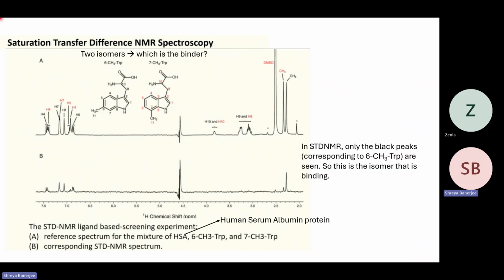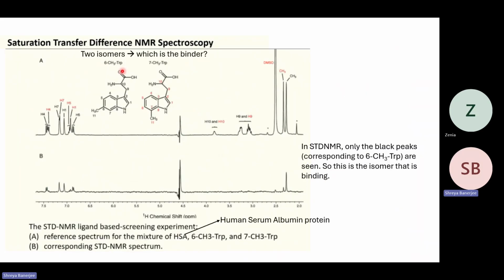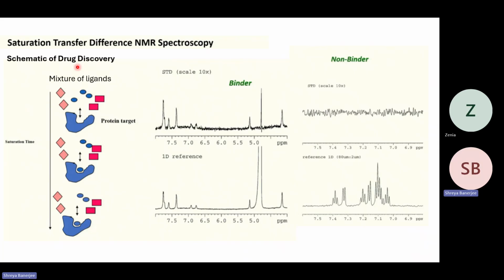So what we saw previously also, the peaks that are observed are the atoms that are binding. So here also peaks of only this is observed. So this is the one that is binding. So using this STD NMR, we can find out which is the binding molecule. How it is used in drug discovery, I will now discuss.